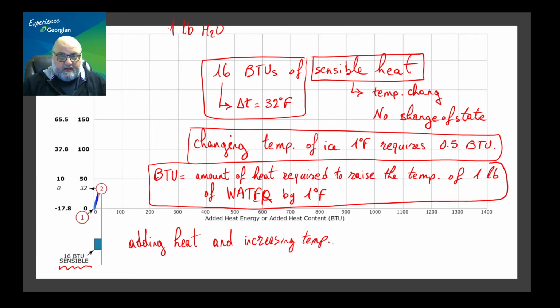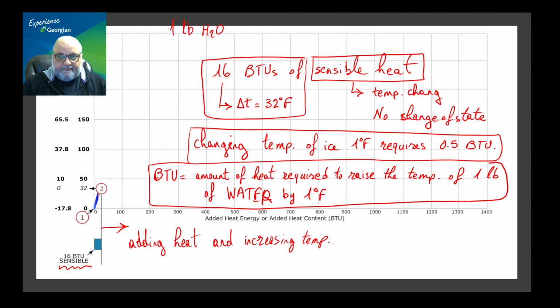Okay, so we are at point 2. What would happen if I increase the heat content, if I just add heat to that ice that is at 32 degrees Fahrenheit? That's the question you need to ask yourself right now. You need to think about it. I will move forward. You can pause the video and think about it.